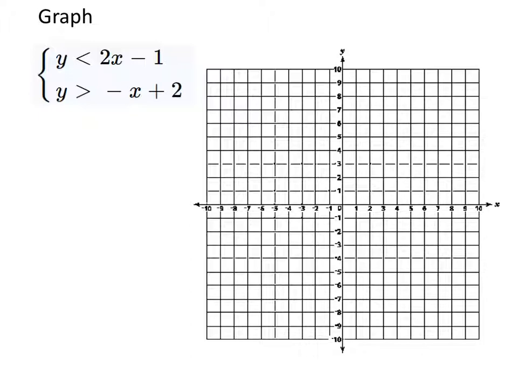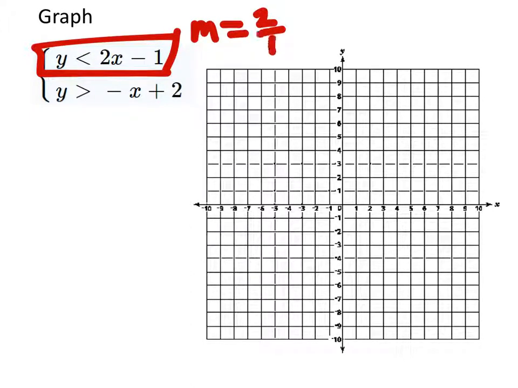Actually, this is extremely convenient because both of these are already in slope-intercept form. So I'm going to graph this top one in red so we can distinguish the two. And right there I've got a slope of 2 over 1 with a y-intercept of 0, negative 1. So I'll start with this inequality. I'll graph it and shade it, and then we'll do the next one, okay?